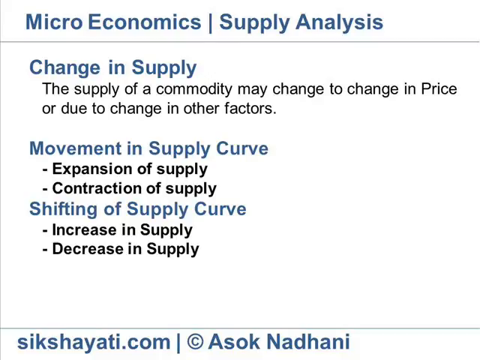Change in supply. The supply of a commodity may change due to change in price or due to change in other factors. Movement in supply curve. This is caused by change in supply due to price alone.